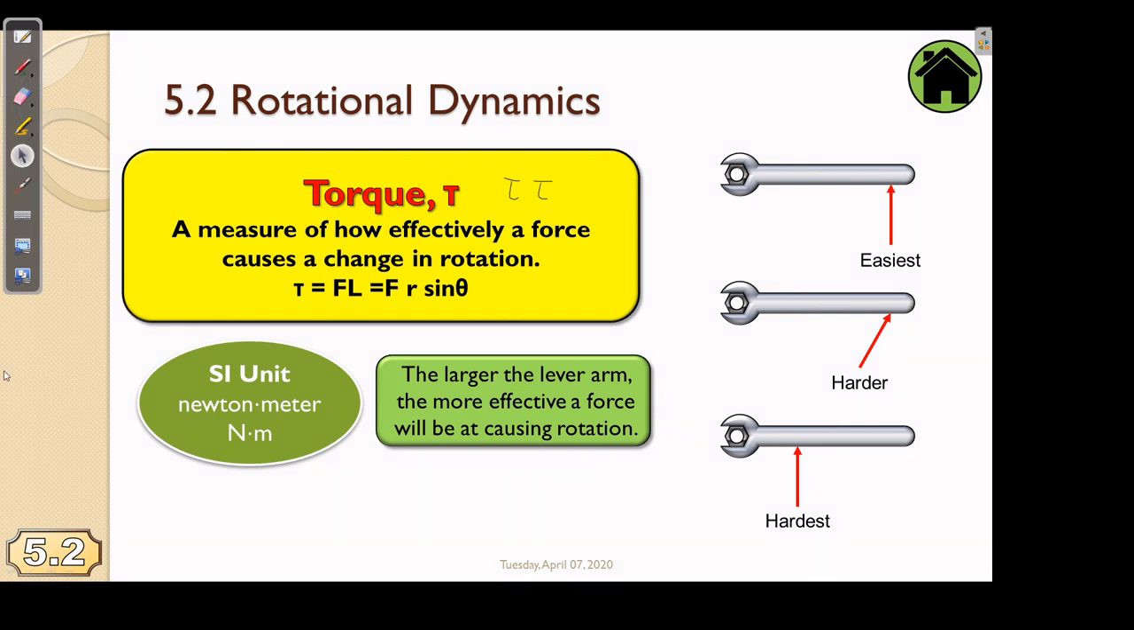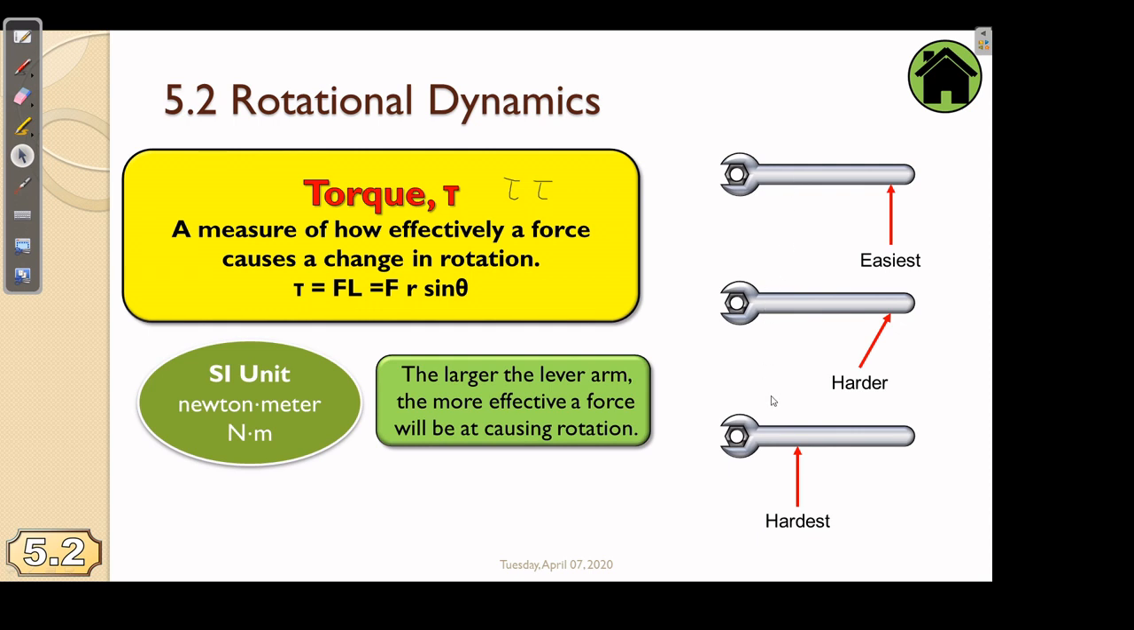All right, to find the torque, you multiply the applied force by the lever arm. So remember, the lever arm is equal to R times sine theta. The torque is a measure of how effectively this force is going to cause the object's rotation to change. So the bigger the torque, the more effective the applied force will be at changing the rotation of the object.